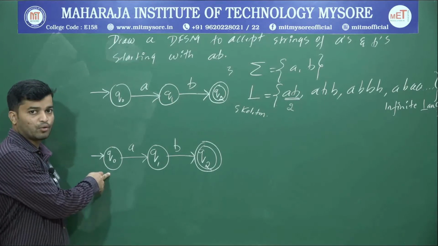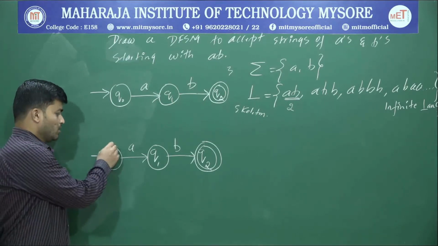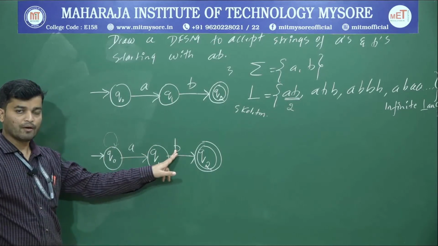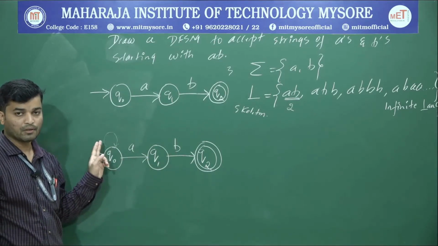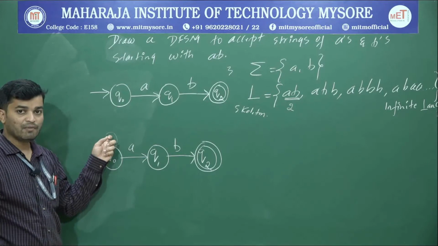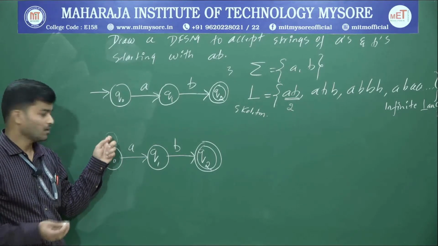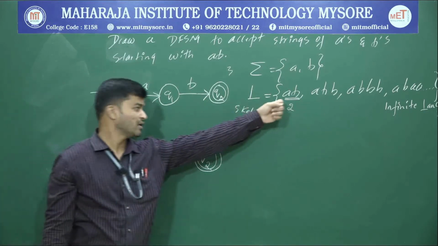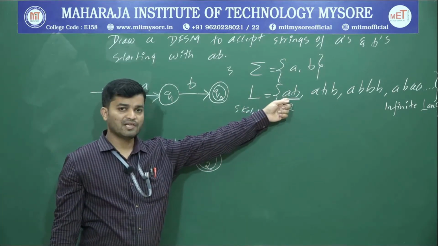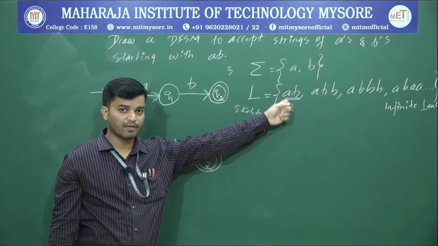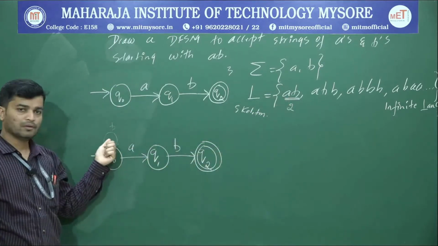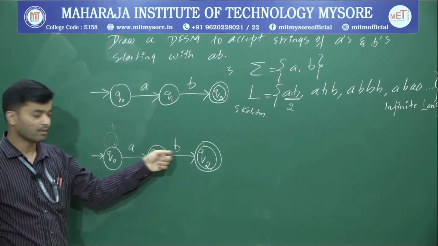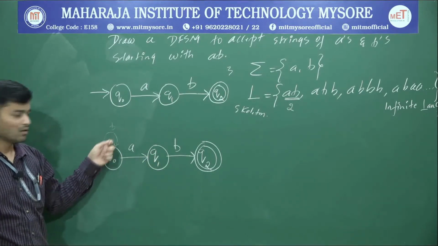So what's the first option? You have to go with a loop. If I go with a loop, what will happen? Strings may start with n number of B's. That is not our requirement. According to the language, if the string is valid, it should start with AB. If I go with a loop, it will start with n number of B's followed by AB. That is not our requirement. Therefore, a loop is not a valid option.